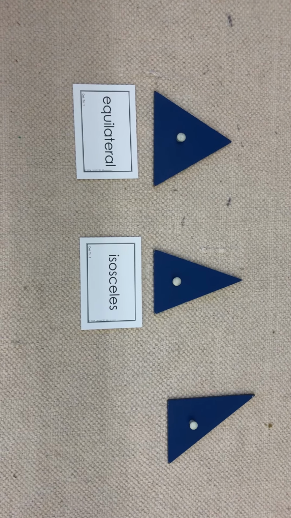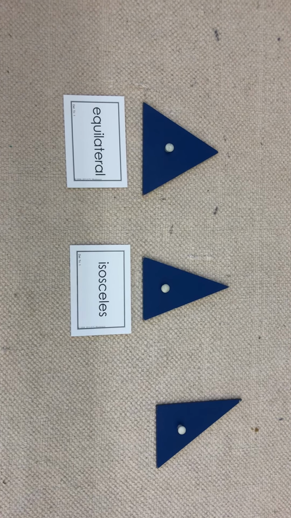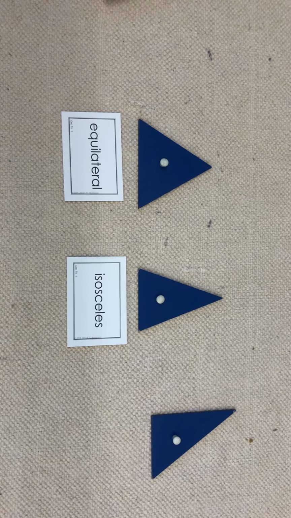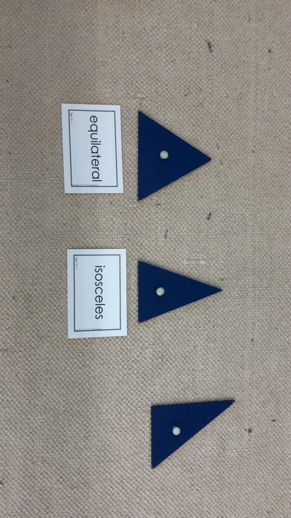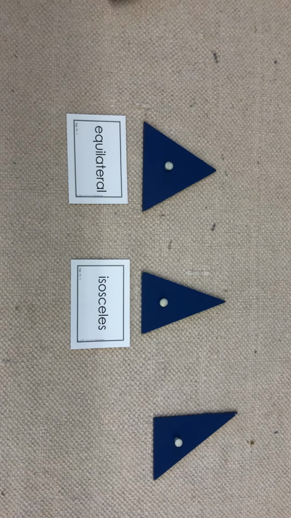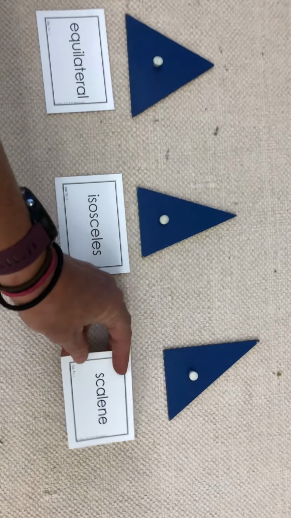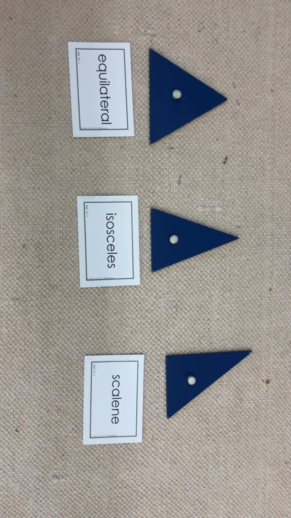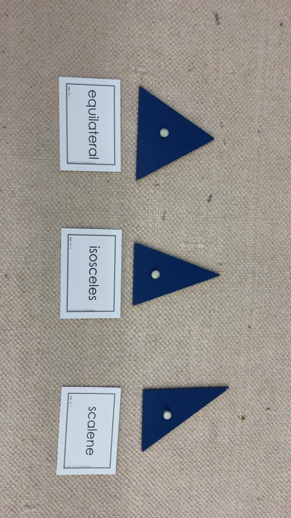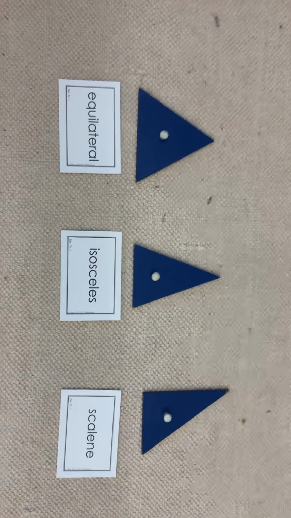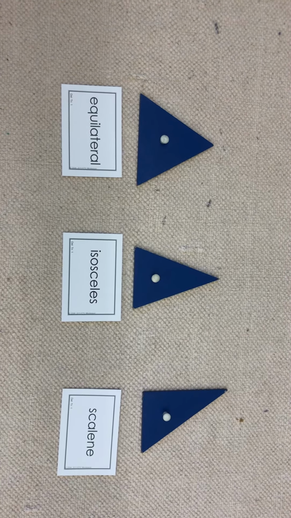What do you notice about our last triangle? All the sides are not equal. Yes, all the sides are not equal. All the sides are different lengths. We call that a scalene triangle. Scalene. Let's say that together. Scalene.